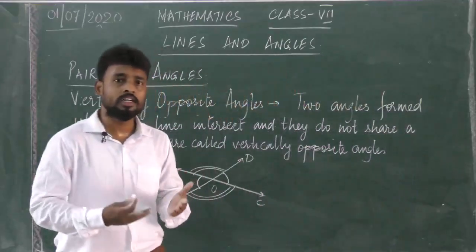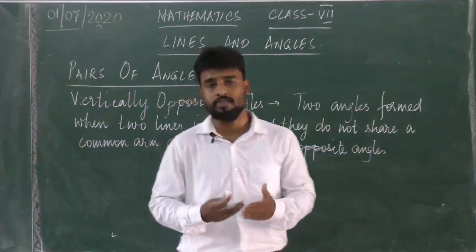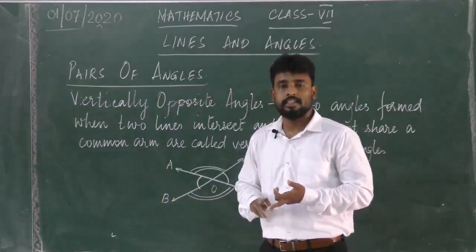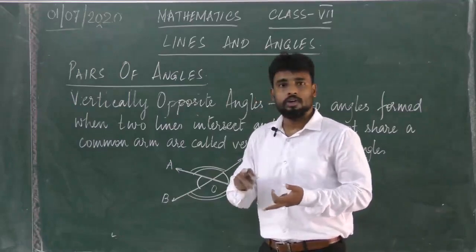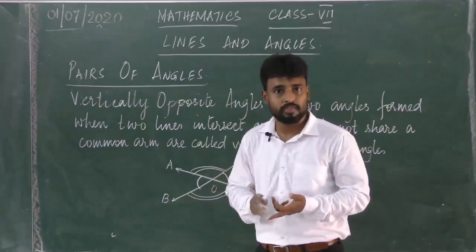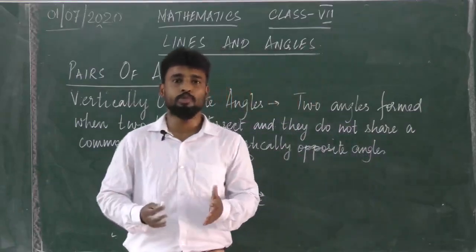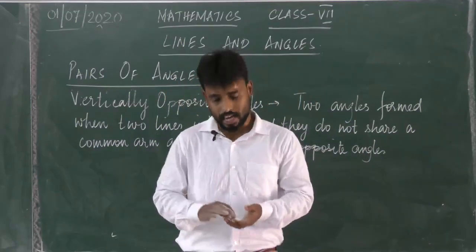We have learned the three pairs of angles. The first was adjacent angles, the second was linear pair of angles, and the third is vertically opposite angles. Now let us come to complementary and supplementary angles.